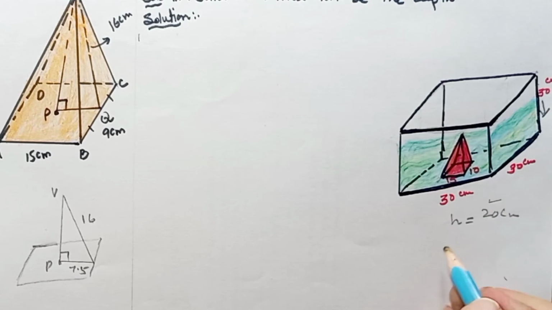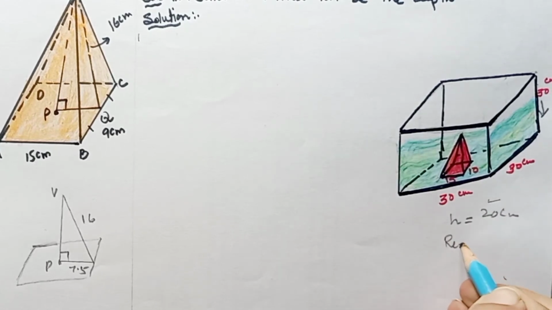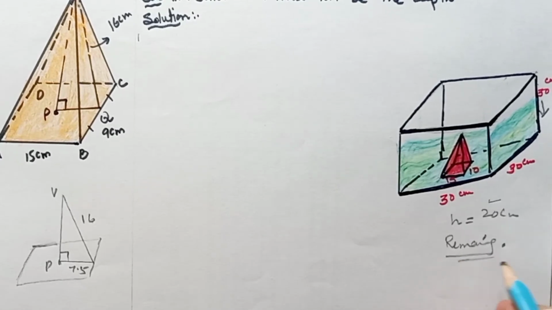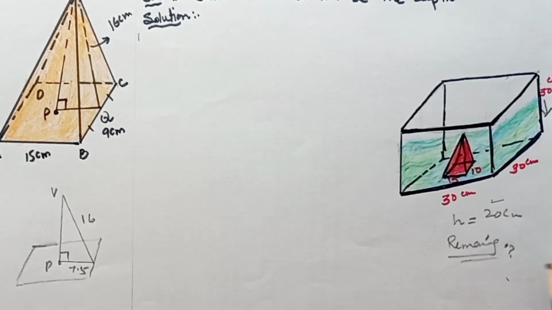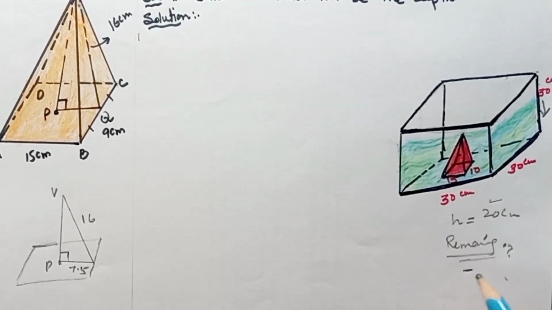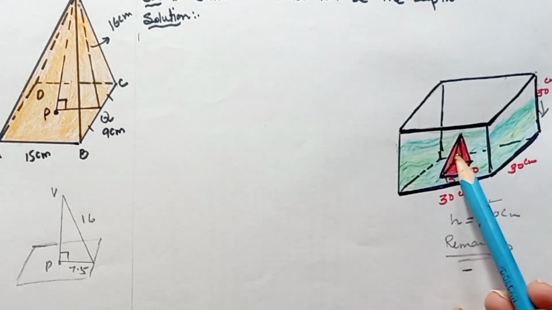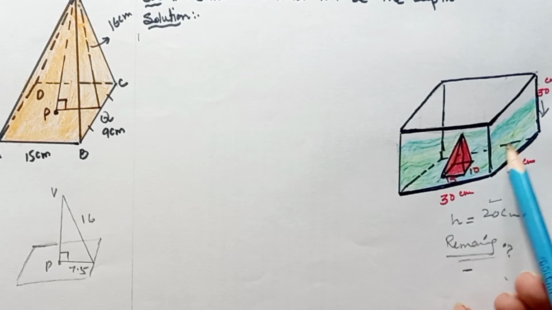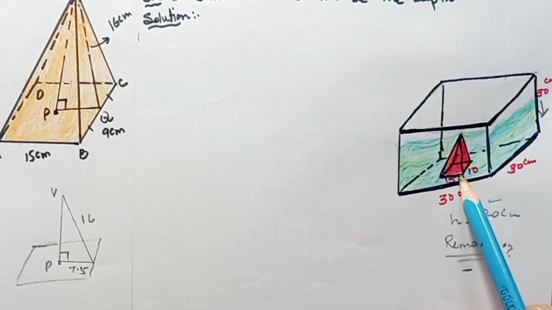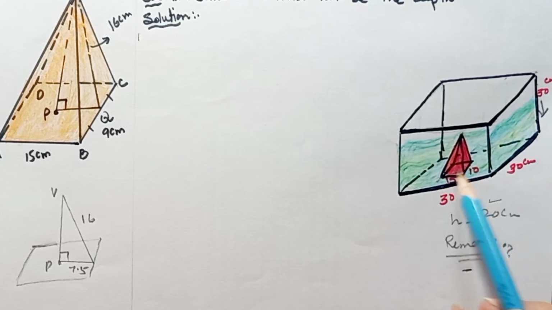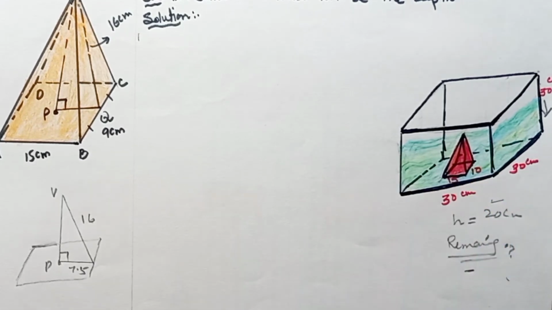So we have to find the depth of the remaining water when the pyramid has been removed. Here the term remaining is used, so it's really important to understand what we do in maths for the remaining. Remaining means that we have to find the difference. So what are we going to do? We have to find the volume of the pyramid, the volume of the cubical tank, and then find the difference, and that difference will tell us about the remaining water.